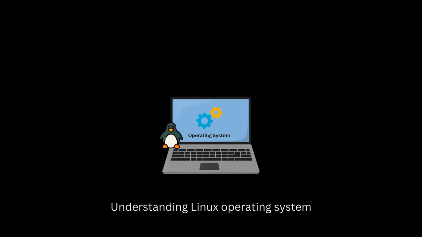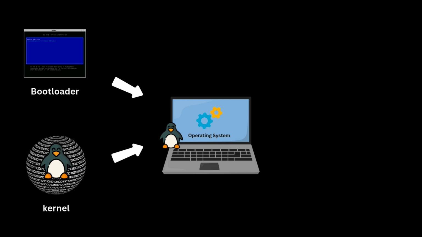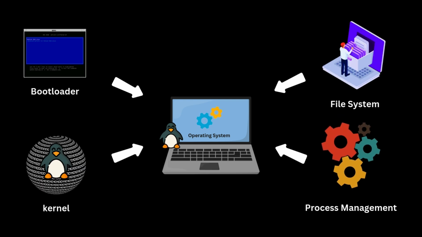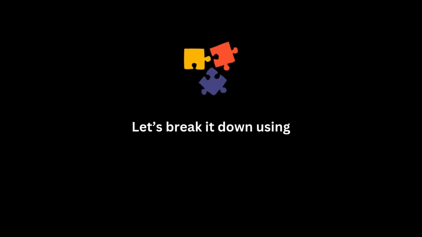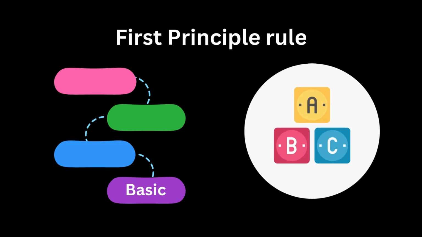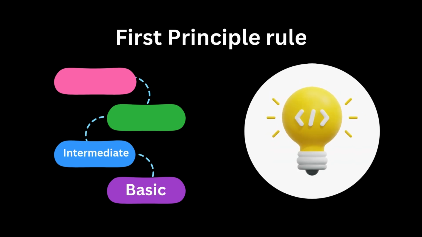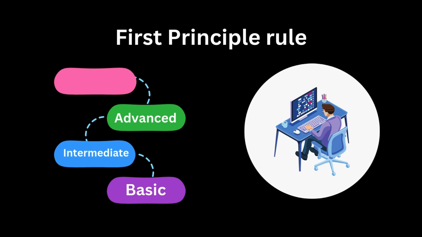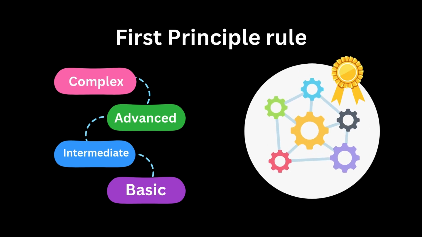So let's get started. Understanding Linux operating systems, including topics like the bootloader, kernel, file system, and process management, can seem tough, especially for beginners. So let's break it down using the first principle rule. This means starting from the basics and building our understanding step by step, instead of jumping straight into complex concepts.